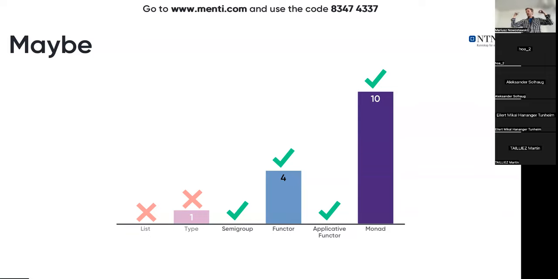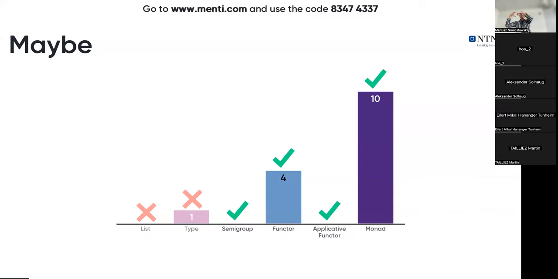So that's a semigroup. Functor: you have a structure and you can apply fmap on the structure. I have a normal function and I have a structure, and I can apply the function to something which is inside. So that's functor. Applicative functor is very similar, but now I have the function inside the structure. In the functor case, the function is normal. But in the applicative case, it goes inside the structure. So I have a structure and I can use it as if it was a function.